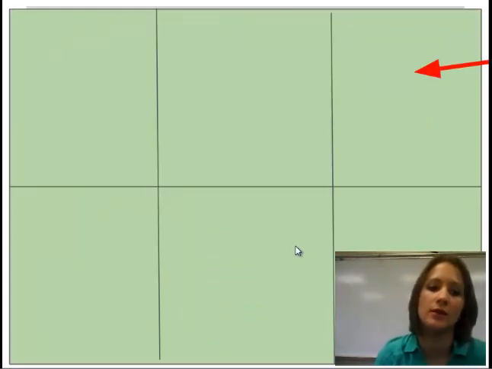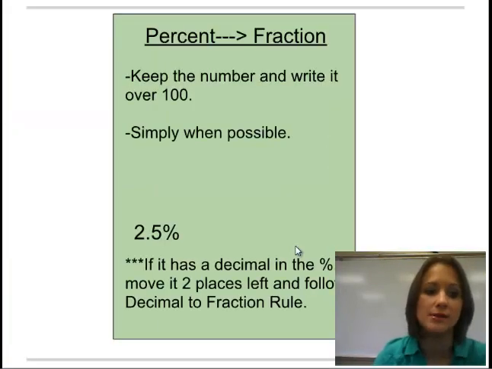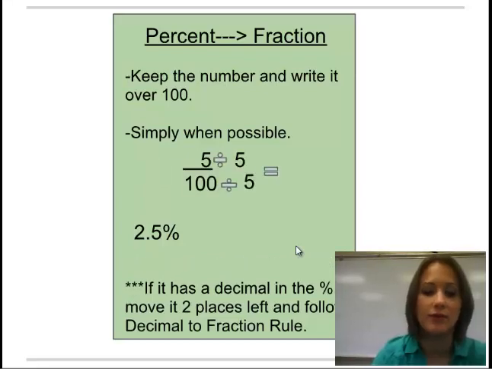We will now be working in the third box, like you see here, of your foldable. Make sure you're in the correct box. Pause the video when you're ready to copy down the notes. To change a percent to a fraction, you write the number over 100 and then simplify. For example, 5%. You will put the 5 over 100 and simplify. 5 goes into 5 one time, and 5 goes into 100 20 times. So my fraction is 1/20th.